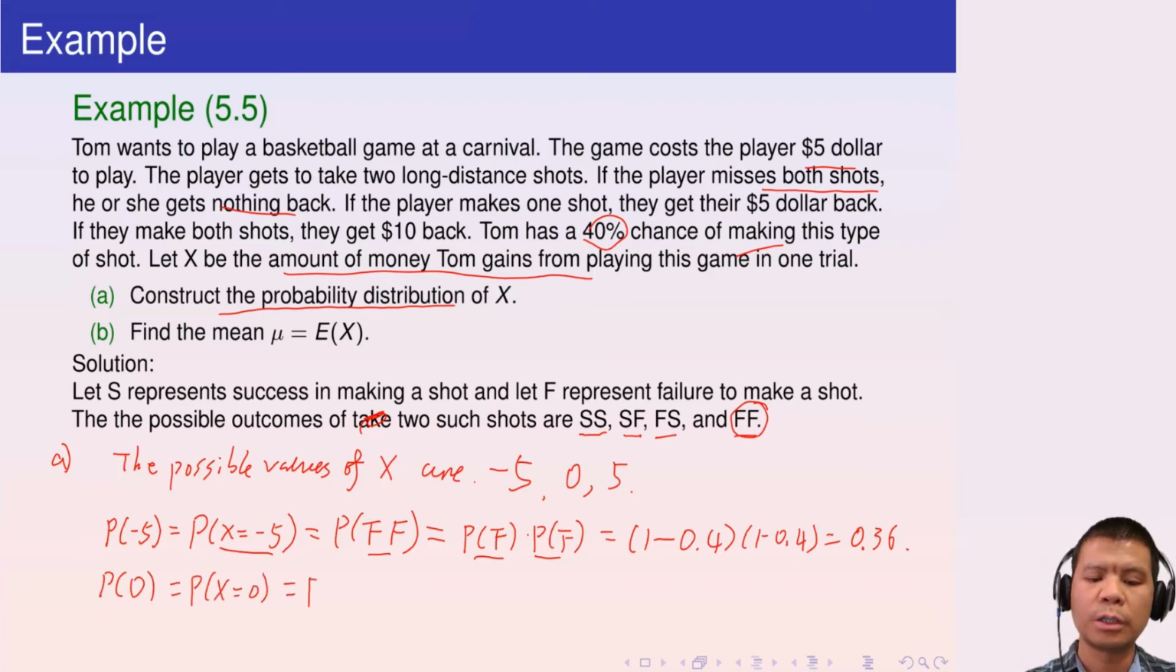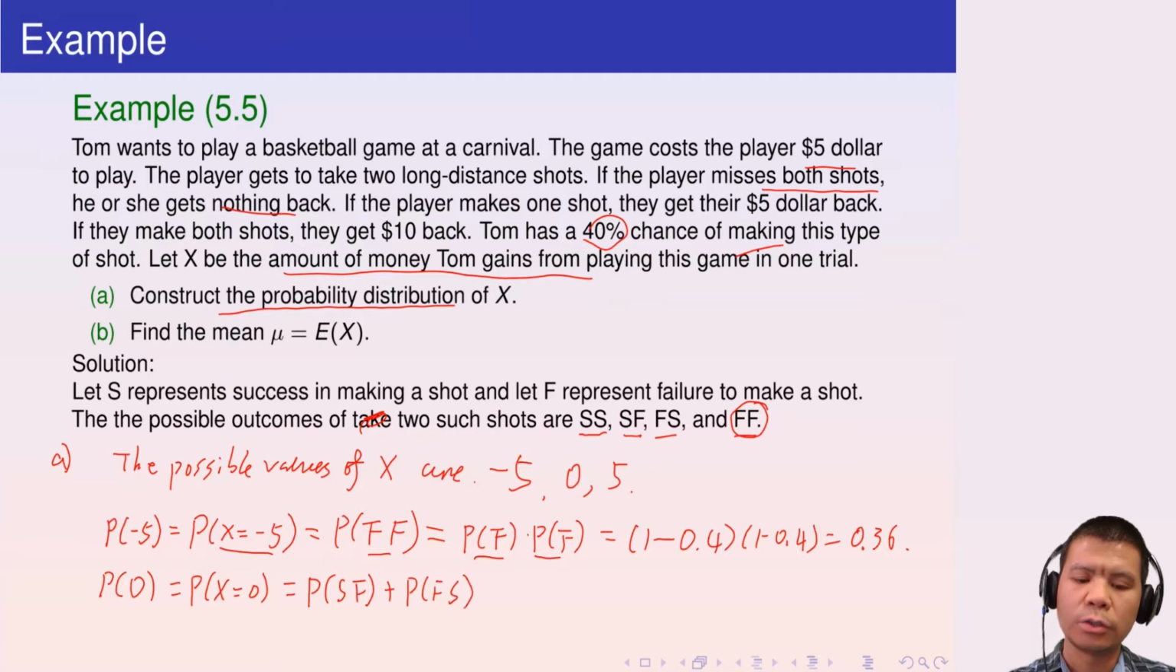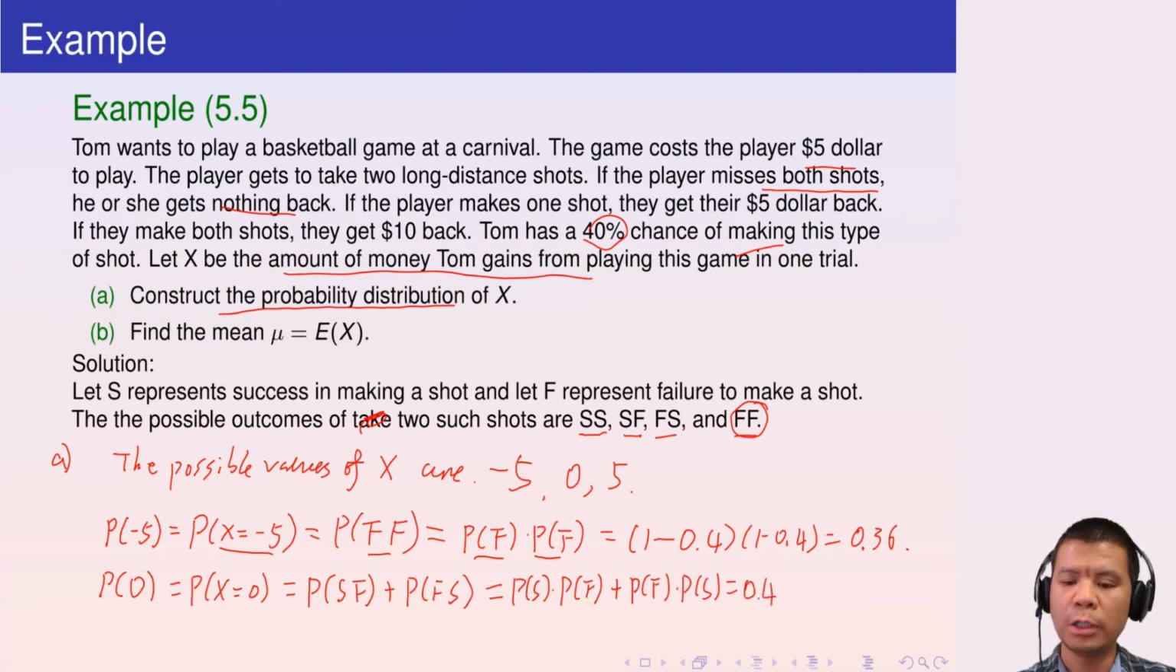Then p of 0 equals the probability for x equals 0. There is only one shot, right? One success. So p of SF plus p of FS. Okay, so this one equals p of S times p of F plus p of F times p of S. P of S is 0.4 times 1 minus 0.4 plus 1 minus 0.4 times 0.4. Okay, so if you add them up, you got 0.48.